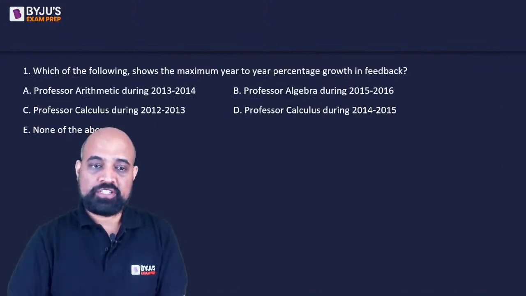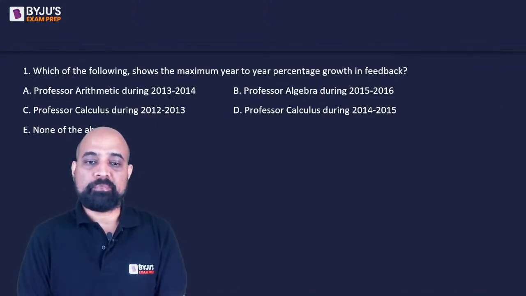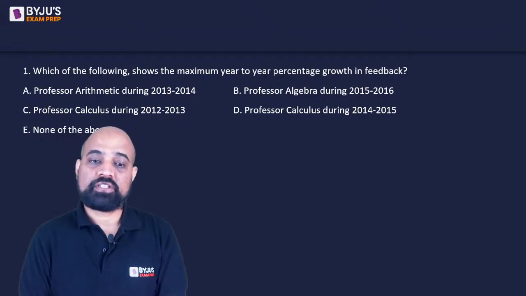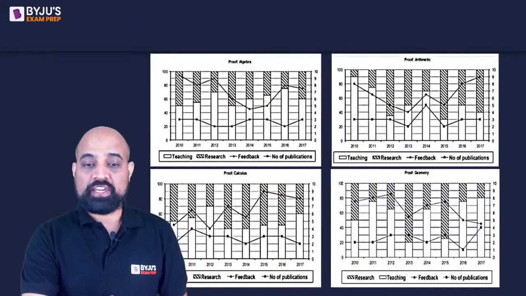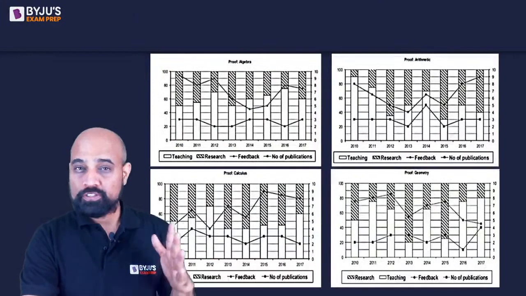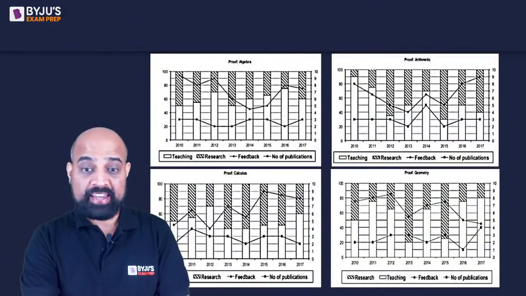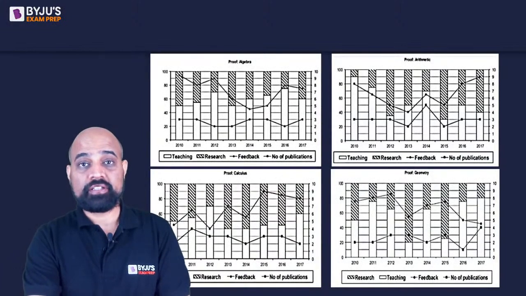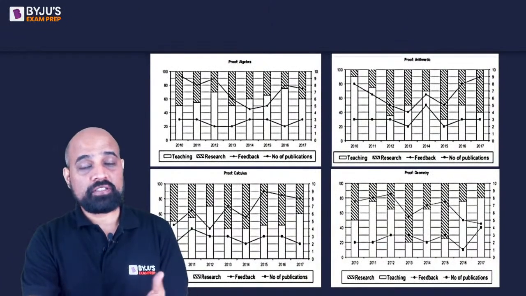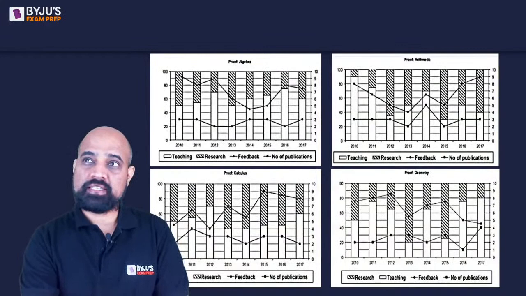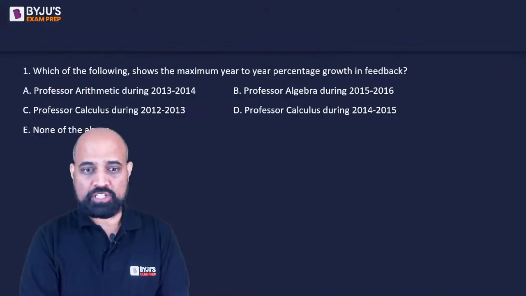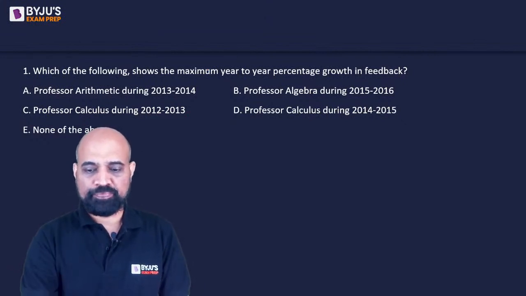The first question is, which of the following shows the maximum year-to-year percentage growth in feedback? Instead of checking for each of the 4 professors across these 8 years, we will not be doing 7 into 4, 28 calculations. We will just look at the options and see which one is the maximum.